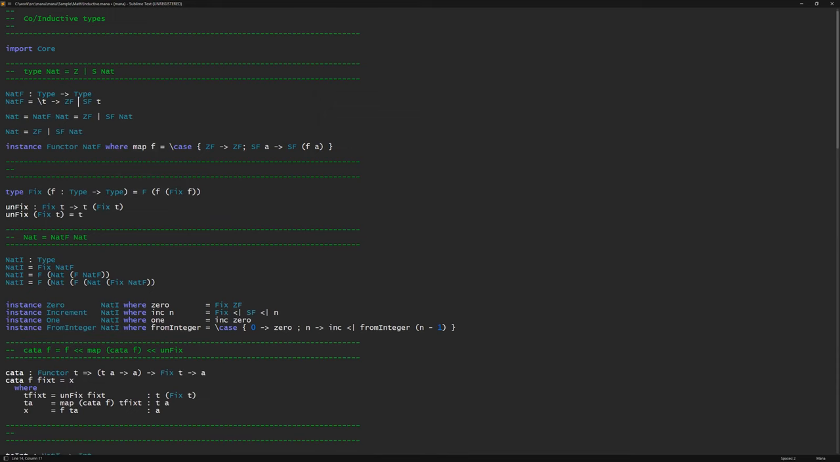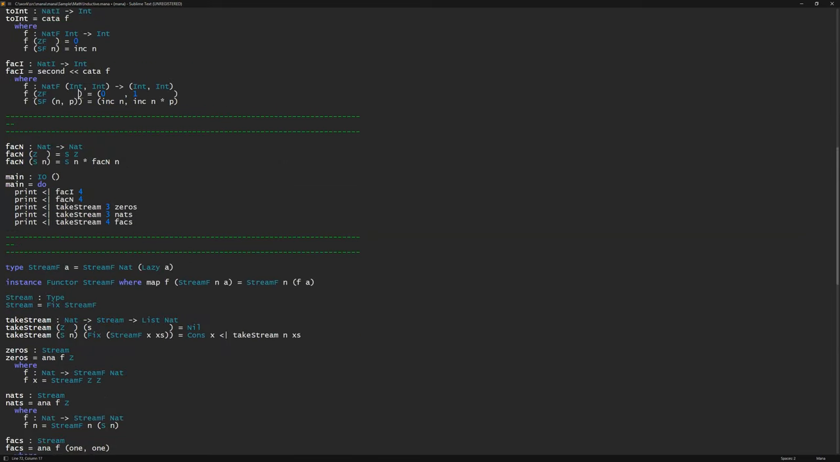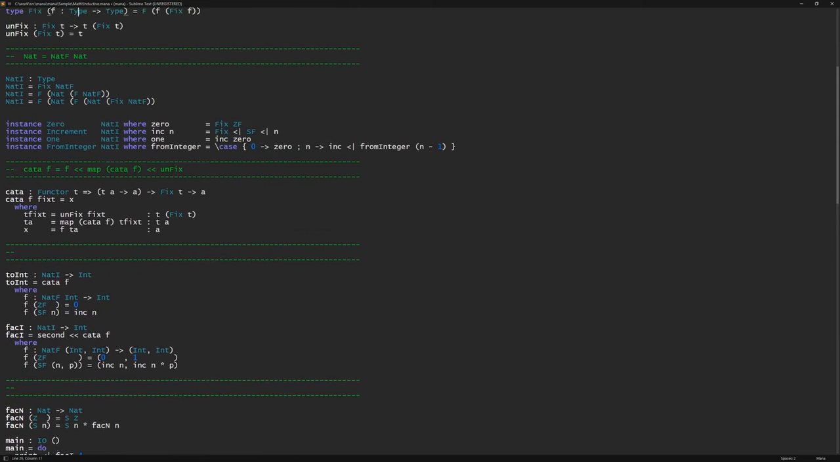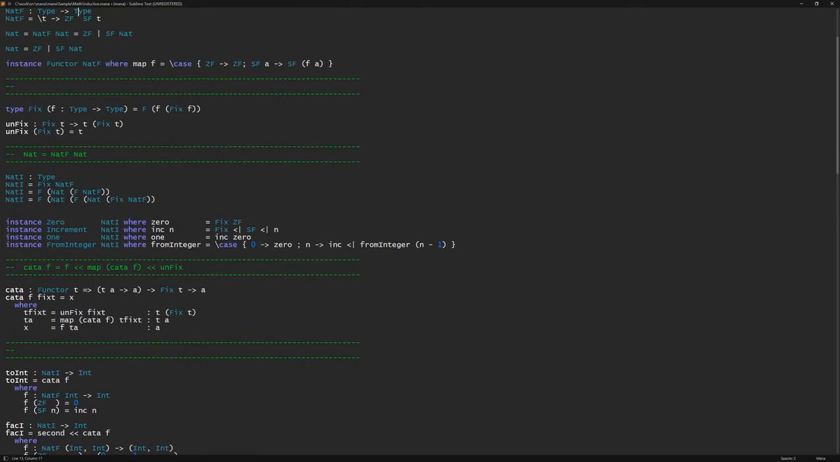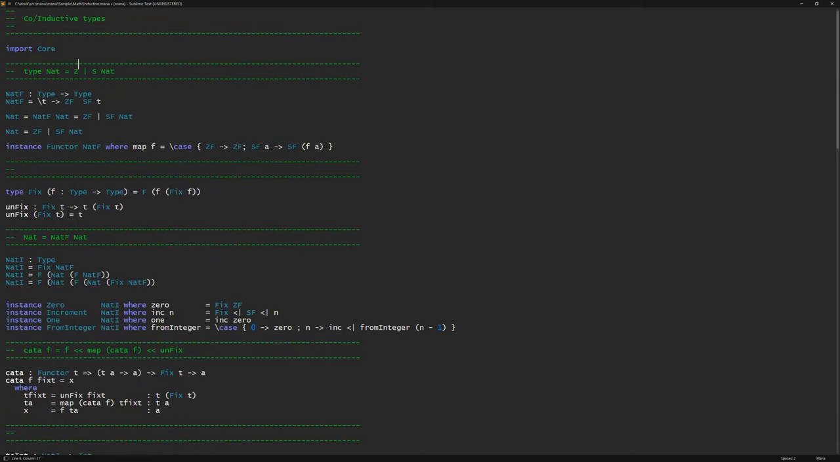Okay. Yeah. I was just going to say, the fix seems more like a coinductive type, because you really have like the head and the tail there. Right. Let's see. It's actually both, right?